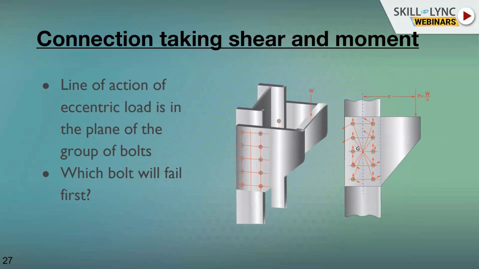So with this figure, can anyone tell me which bolt will fail first? I need your answer in the chat box. For a connection taking shear and moment, what is moment? If a force is applied at a distance from a particular point, that will create a torque, and because of that torque, the section will have a moment.